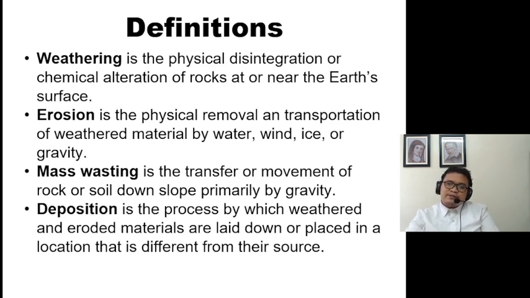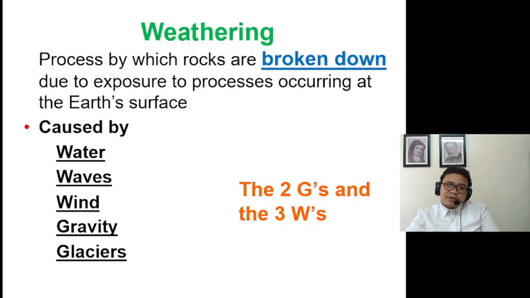So let's further discuss weathering. As discussed a while ago, weathering is either a physical disintegration or the chemical alteration of rock particles. This is due to the breakdown caused by exposure to the processes occurring at the Earth's surface. Usually they are caused by water, waves, wind, gravity, and glaciers or ice. So just to remember this simply, you have the two G's and the three W's of weathering. Okay?